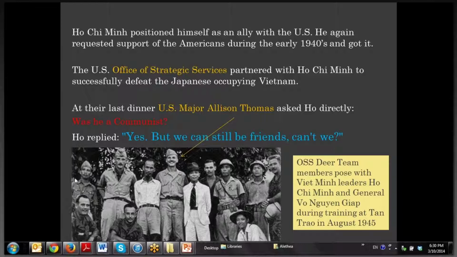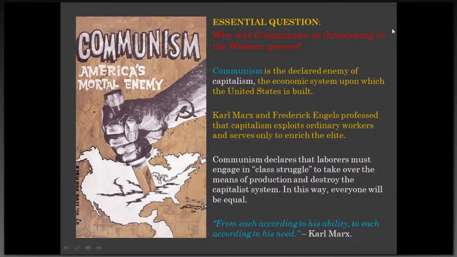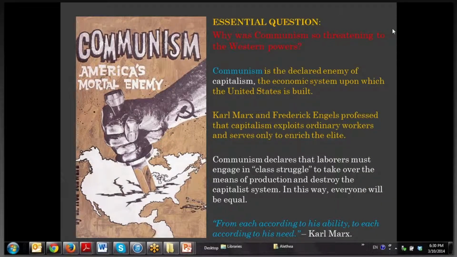We cannot be friends, because this initial partnership, right, you see the Americans alongside in uniform with the Vietnamese, you've got these Vietnamese leadership and the major leadership of the operations here posing together as friends. And don't forget, of course, General Giap, who was the huge hero of the entire resistance movement against the French and then later the Americans. They were friends first, and it didn't last. Why? Okay, well, communism was very threatening to Western powers, and this is during the Cold War, right?